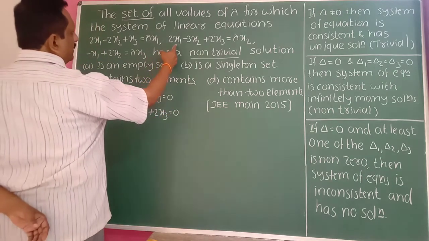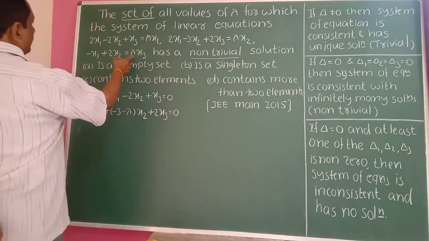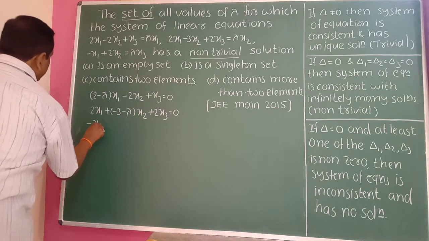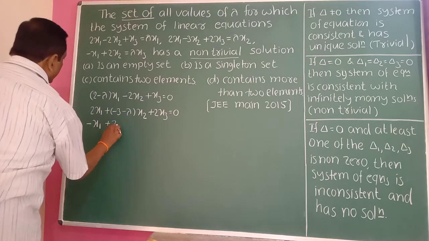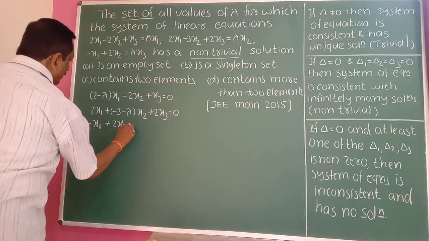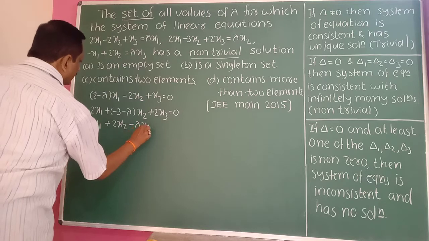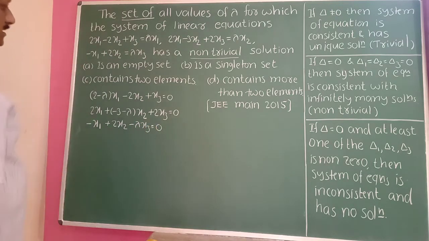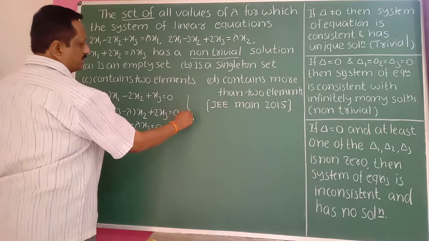Then in this case take lambda x3 to the left side here: minus x1 plus 2x2 minus lambda x3 is equal to 0. So these are the system of equations here.